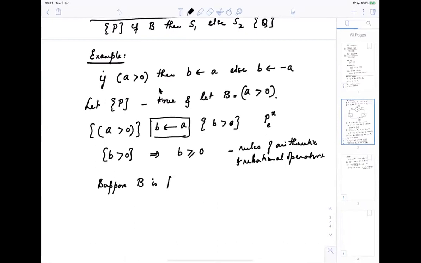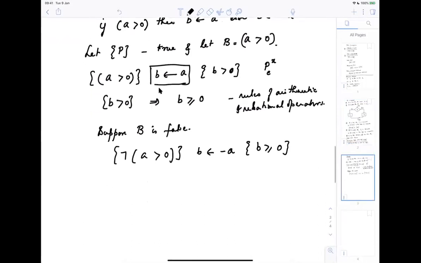B is false. That means not of A greater than 0 is true, right? If A greater than 0 is false, not of A greater than 0 is true, that means we execute the else part. B is assigned the value of minus A. And once again, we can conclude that B is greater than or equal to 0.